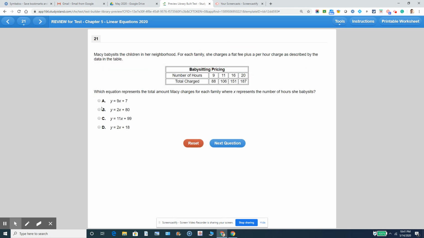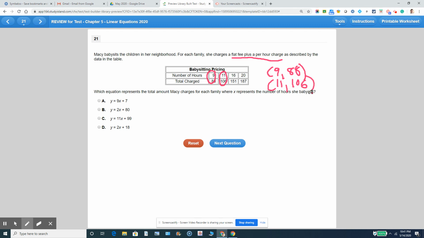Okay, this is probably another harder problem. We want to make sure that our change in y and our change in x are the same. So what happens here is basically for a family, she charges a flat fee plus a per hour charge. Well, a flat fee plus a per hour charge, that's linear. So we actually do know that this is linear, because I was going to say we have to find the change in y over the change in x from the table, but they actually jump up differently every time. So the best way to do it is just make these ordered pairs. So this is one ordered pair, this is another one. So we have (9, 88) and then another ordered pair is (11, 106).